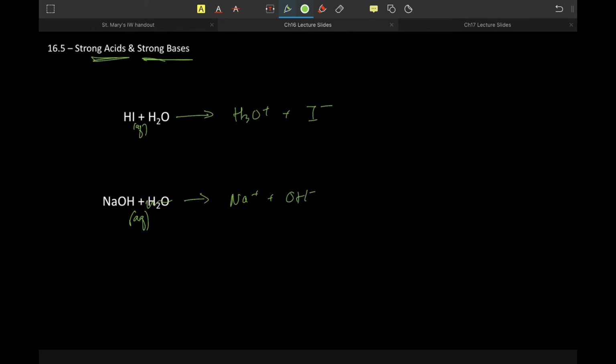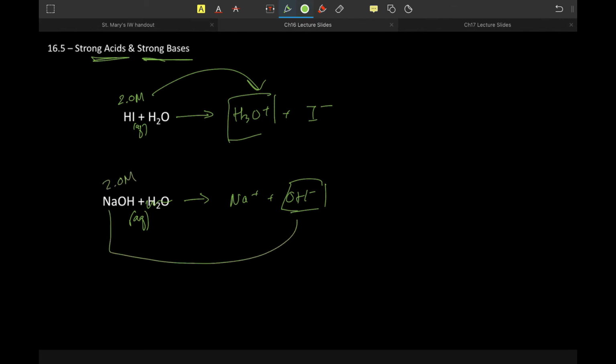Okay, so then if we wanted to calculate the pH for any of these, this is all we need to know. Whatever the concentration of HI is, let's say this is 2 molar, then clearly we now have 2 molar hydronium, which we could then calculate the pH of. Or if we had 2 molar NaOH, we now have 2 molar hydroxide ion, which we would then use to calculate pOH and then subsequently pH, depending on what method we wanted to use. Does that make sense?